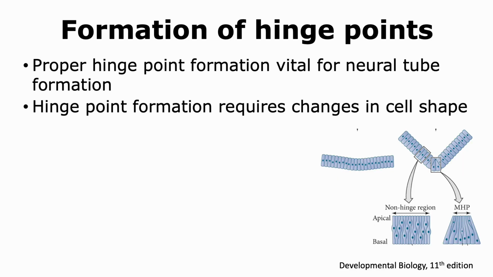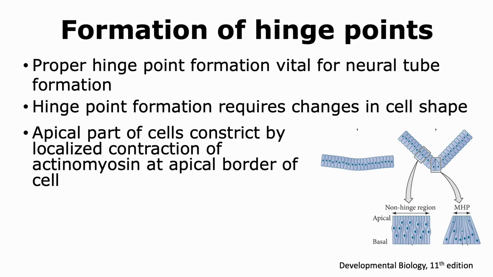Now let us look a little bit at the formation of the hinge points. The formation of hinge points requires a change in the cell shape. So when we look at the cells that are in the neural plate, they have an apical part and a basal part. The apical part of the cells have to undergo constriction.